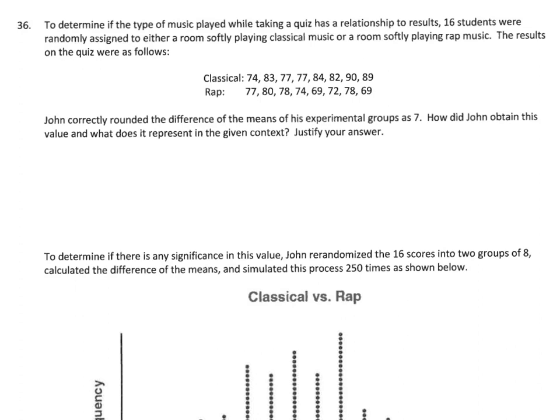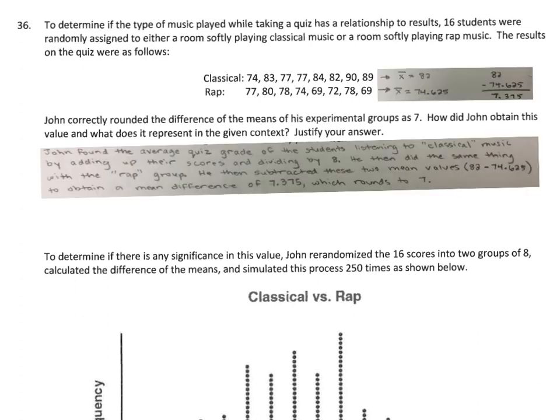Justify your answer. Okay, so what he did was he just added up the 8 people who took the quiz while listening to classical music and divided by 8, and he wound up getting an average of 82. Then he did the same thing with the rap group. He added up these 8 scores, divided by 8, and he wound up getting an average of 74.625. And when he subtracted them, he got 7.375, which rounds to 7.